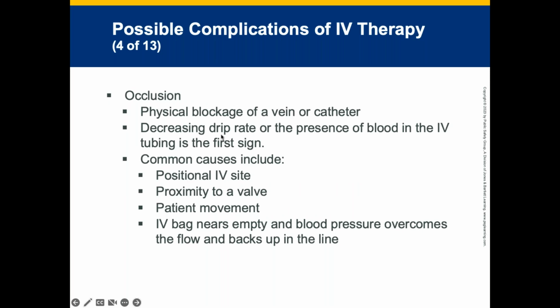Other physical blockages are in the vein or the catheter. So the flow rate is not sufficient to keep the fluid moving out the catheter tip. And if blood enters the catheter, a clot may also be occluding the flow. Okay, so it's why we make sure to stay flushed at all times, and then we lock the catheter off so the blood doesn't return back in.